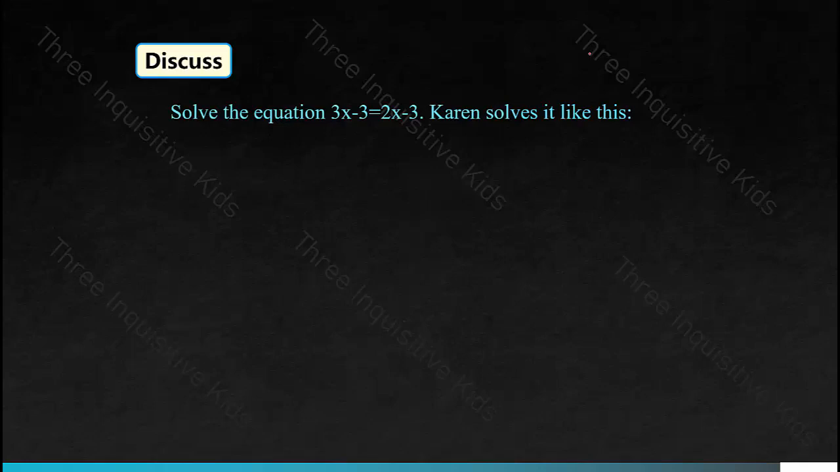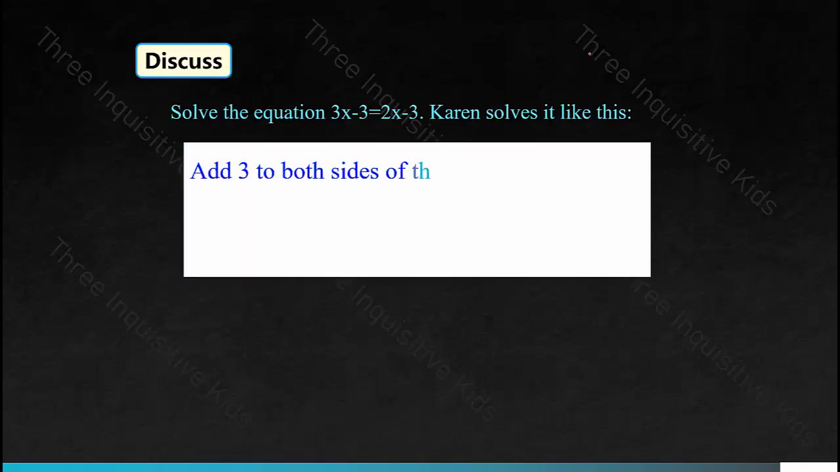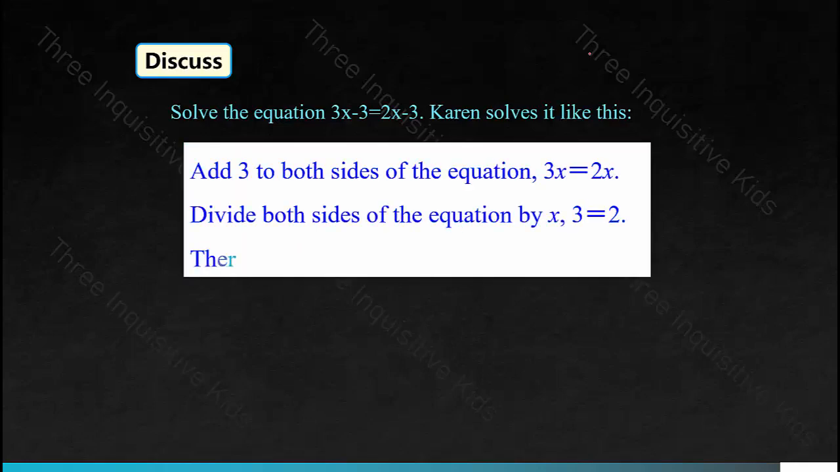Let's discuss. Solve the equation 3x minus 3 is equal to 2x minus 3. Karen solves it like this. First, you add 3 to both sides of the equation. So 3x is equal to 2x. If you divide both sides of the equation by x, then 3 is equal to 2. But wait, 3 cannot be equal to 2 because 3 is bigger than 2. Therefore, this is not true, and there is no solution to this equation.